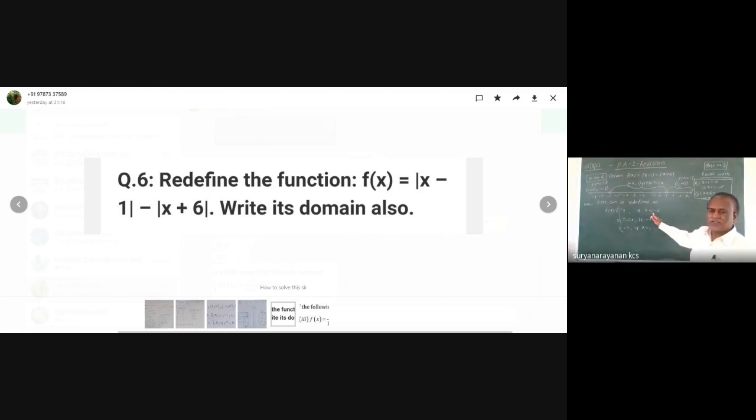So here the domain of this function is the set of all real numbers. We have taken all the real numbers for x. So domain of f is the set of all real numbers.